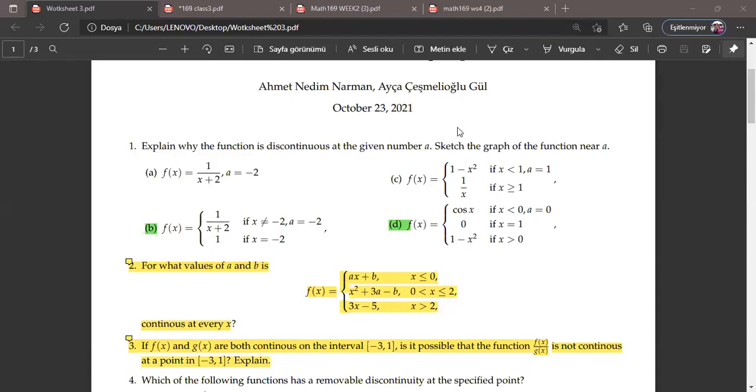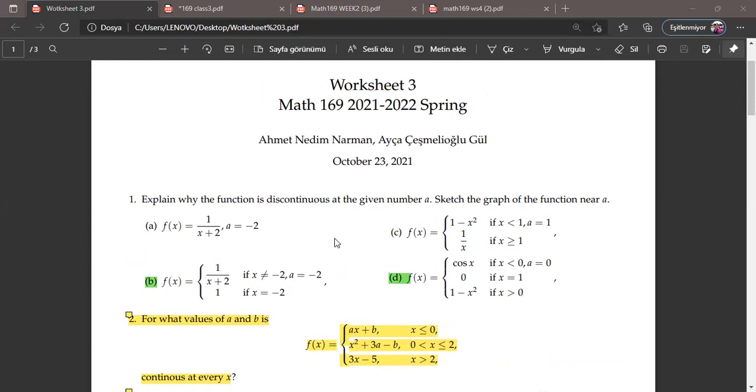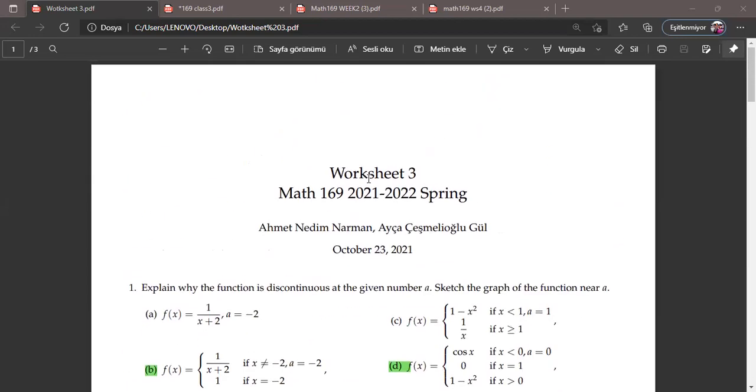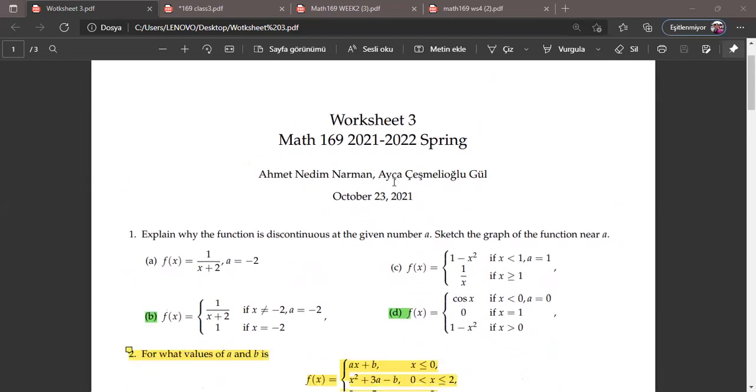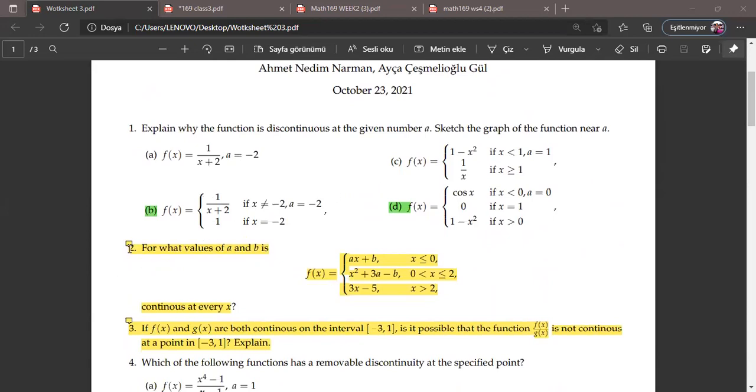Hi guys, and we will solve some problems, the first 7 problems in this worksheet 3, right? But as you see on this question, the second one was in the second worksheet, and this was also in the previous worksheet, so I will not solve them again, of course. Right, so let's start with this one.